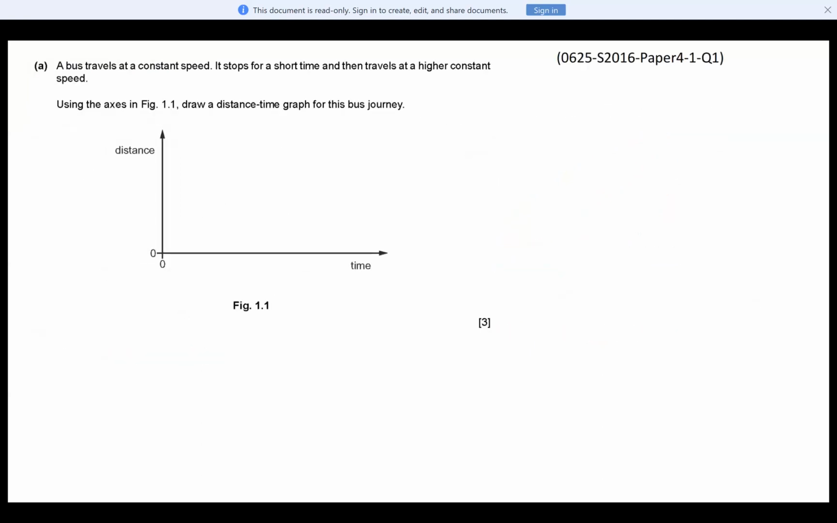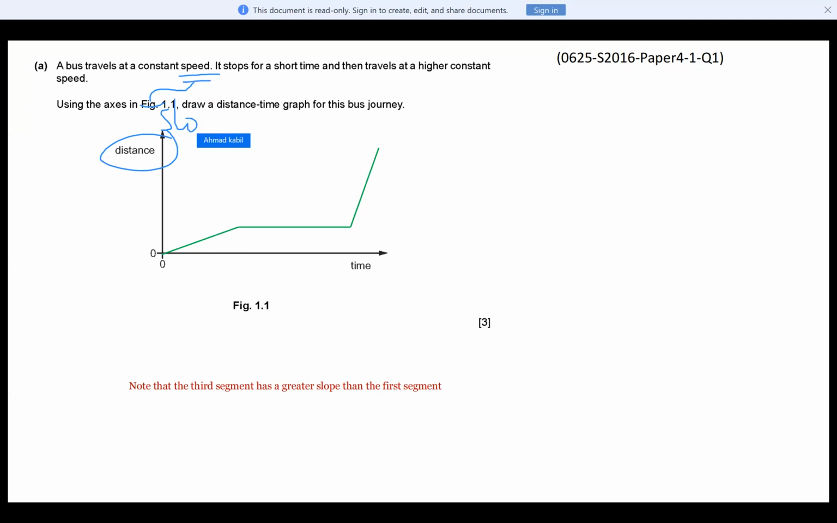A bus travels at constant speed. It stops for a short time and then travels at a higher constant speed. Using the axes in figure 1.1, draw a distance time graph for this bus journey. So the answer will look something like this. In the first phase, the bus travels at a constant speed, and we said that for distance, the speed is the slope. So the speed here is the slope of this graph, and it's constant, and constant here would mean that the graph is linear. So we draw a line for the first part, just any upsloping line like this.